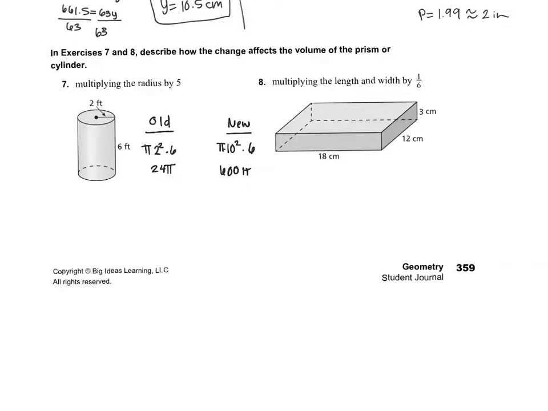Now, what happened? Well, let's see. If we do 600 pi divided by 24 pi, that ends up giving me 25. That means that my new figure is going to be 25 times greater than my old figure. So you could just say 25 times greater.